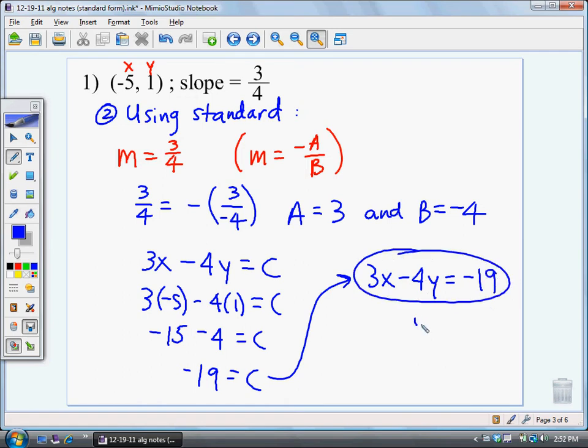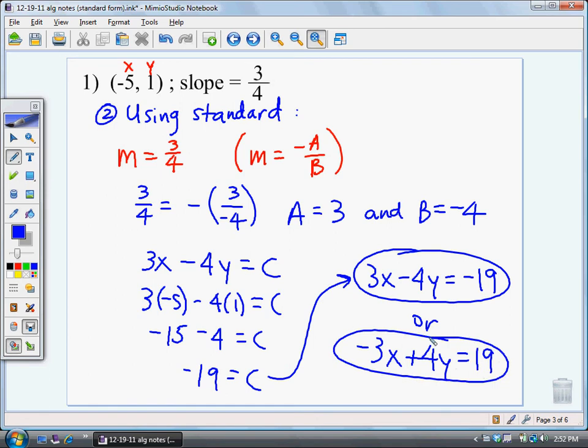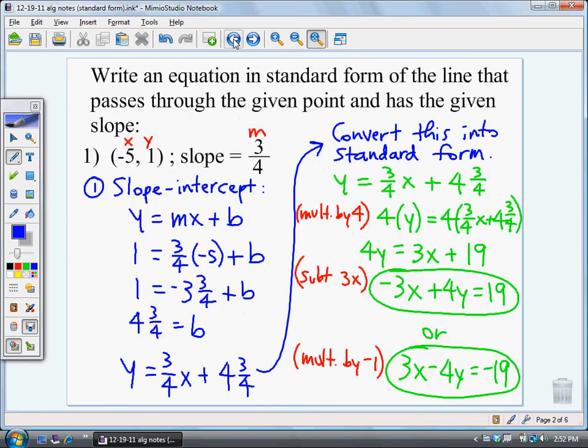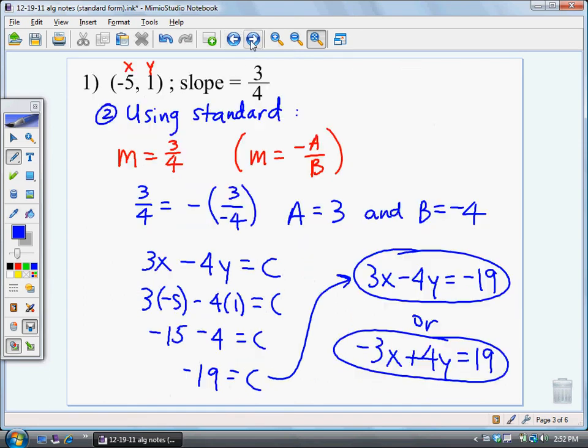Okay, or if I multiply everything by negative 1, I get negative 3x plus 4y equals 19. And those two answers that I have right there should match up with what I had over here. 3x minus 4y equals negative 19, negative 3x plus 4y. And I did that by understanding the slope is the opposite of a over b. It allowed me to find the values of a and b right here. Once I knew those, I plugged them in and I found out c. And I knew that, I just wrote my equation.